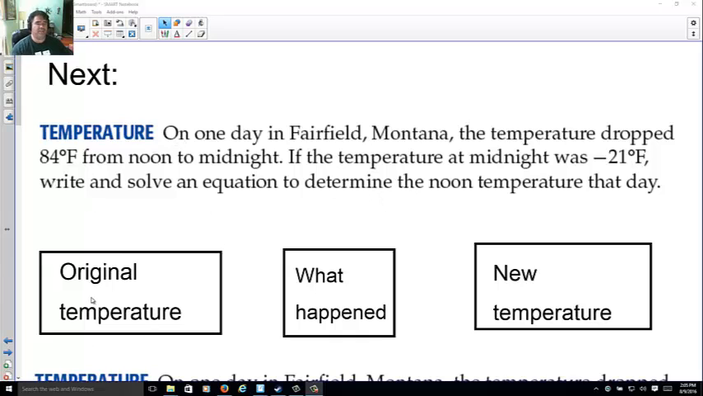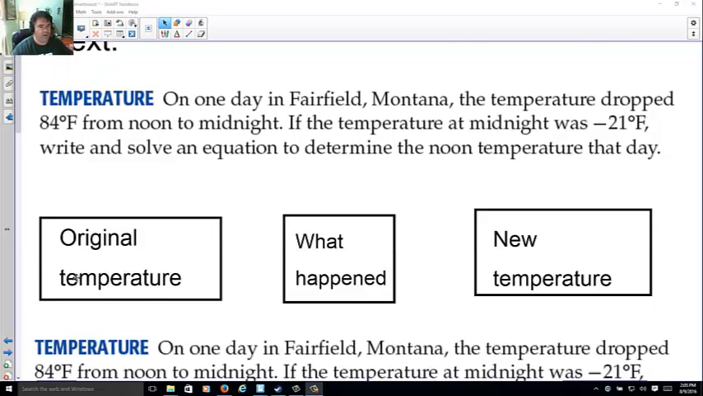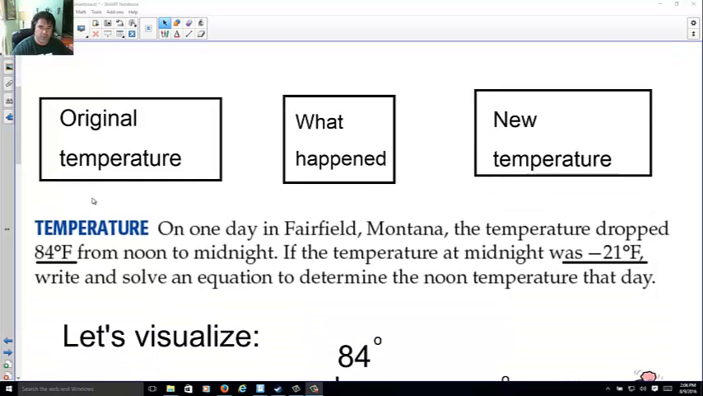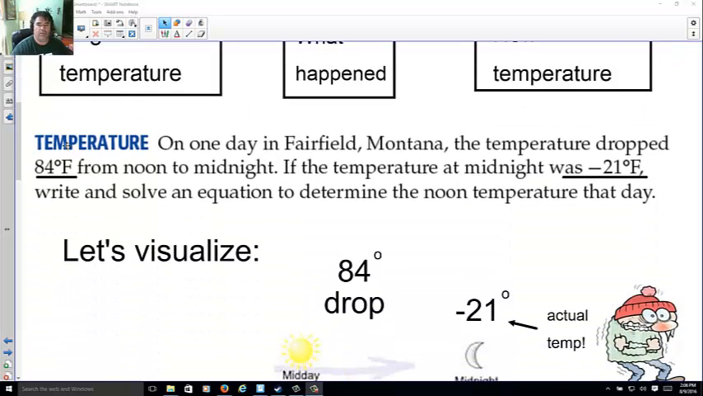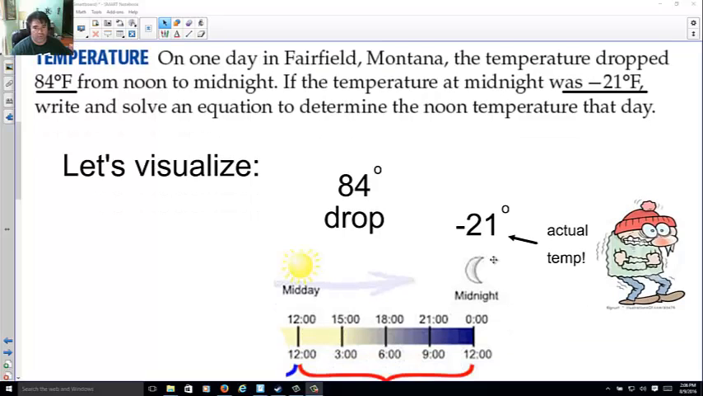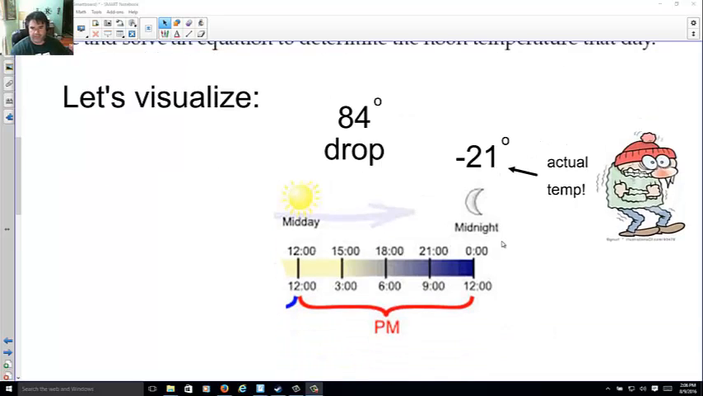Well, remember, we have to set up three things: what the original temperature was, what happened, and what's the new temperature. You always have to know two out of the three. I don't know the original temperature, and that's what we're trying to solve for. I do know that it dropped 84 degrees, so there's an 84 degree drop. And now it's negative 21 degrees Fahrenheit, which is pretty cold. So somewhere through midday to midnight, it dropped 84 degrees, and now it's at negative 21.